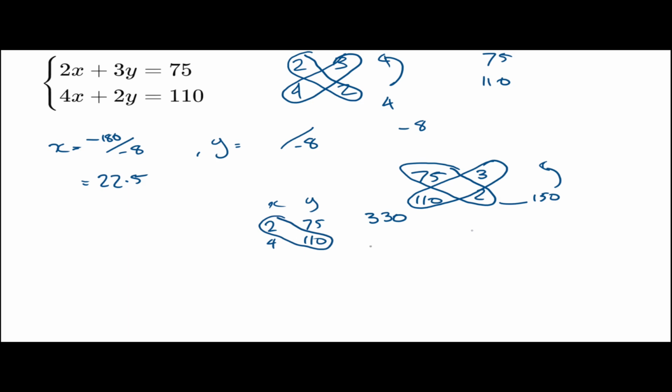So 2 times 110 is 220. 75 times 4 is 300. So 220 minus 300 is minus 80. So y is going to be minus 80 divided by minus 8, and that's positive 10. If you remember, yeah, from memory, the children's tickets were $10. The adults' tickets were $22.50. That's it. That's how it's done.